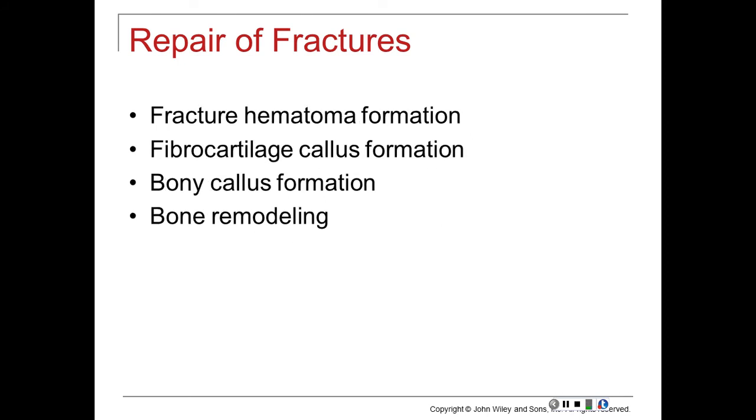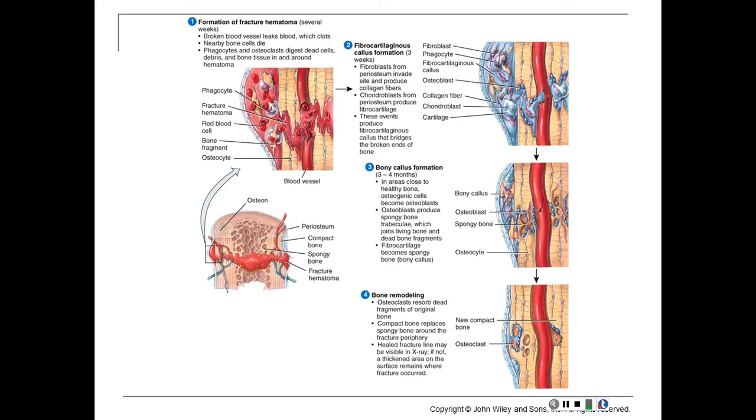A fracture hematoma forms at the beginning of the healing process. Then a fibrocartilage callus forms. Then that fibrocartilage turns into a bony callus, and then bone remodeling reshapes the bone back into its proper form. So let's take a look at this. The fracture hematoma is the first thing that forms. The broken blood vessels, leaking blood, are going to clot. Some of the nearby bone cells are going to die in this case. Phagocytes and osteoclasts are going to help break down all of that dead stuff, all of the debris, and clear out the area.